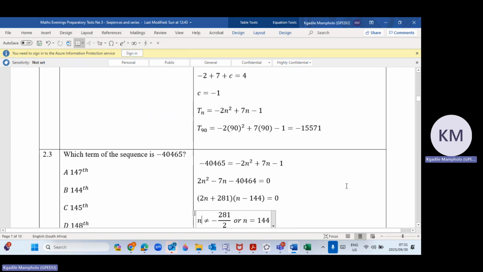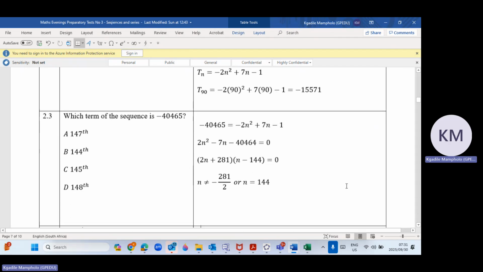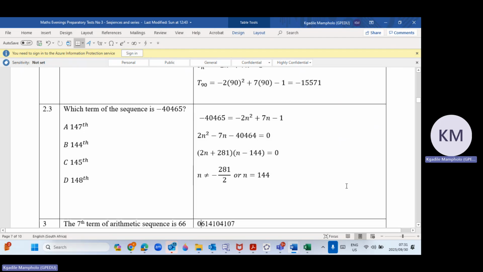2.3. Which term of the sequence is -40,465? We know that if we say which term it is, it means you are given the Tn and you are calculating n. You want to know the position of -40,465. Now, what you do when there's a Tn, you put -40,465, then you take everything to the left, write your equation in standard form, then you factorize.